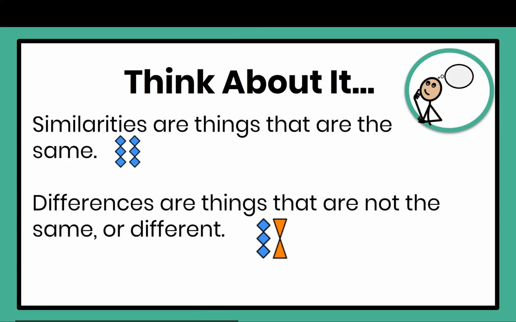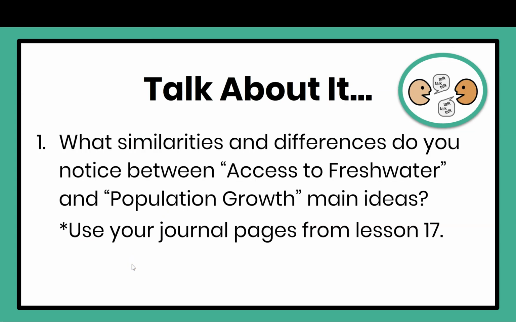Now that you've written down those ideas, let's think about these things. Similarities are things that are the same. Differences are things that are not the same or different. Pause the video and talk about this question. What similarities and differences do you notice between access to fresh water and population growth? Focus on the main ideas. Use your journal pages from today's lesson and from lesson 17 to help you. Pause the video now and talk about this with a family member or friend.